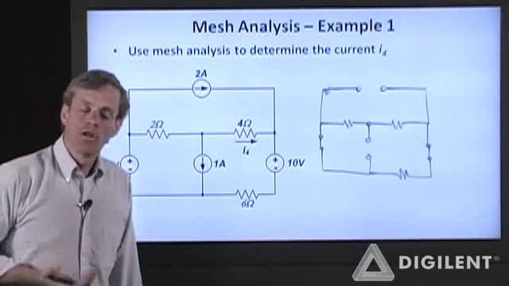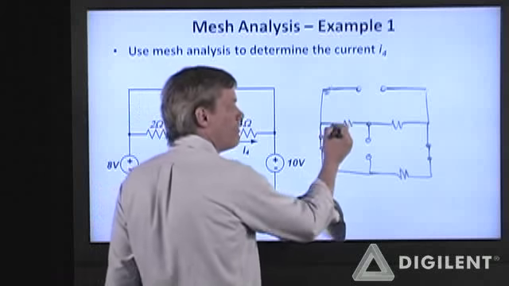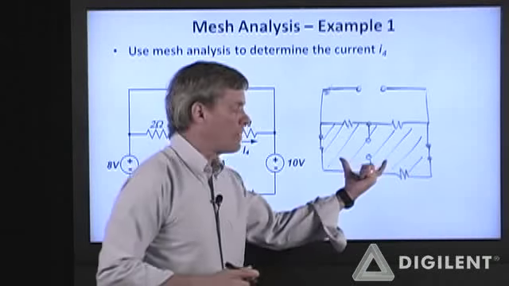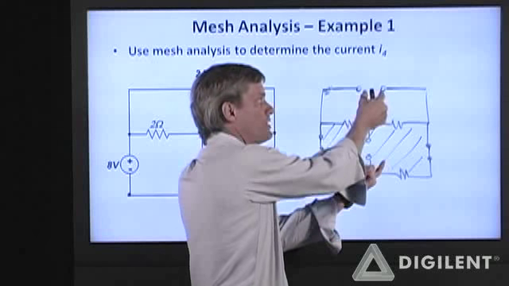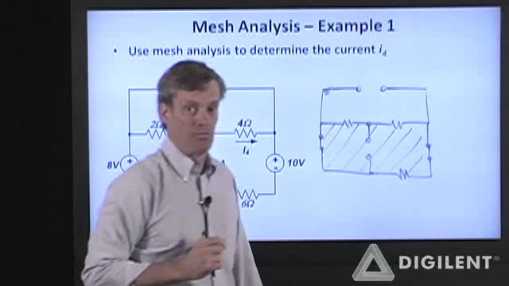Now I look for enclosed non-overlapping areas in the circuit. I have only one. It's right there. This one isn't enclosed because there's a gap. These two are not enclosed individually because there's a gap between them.